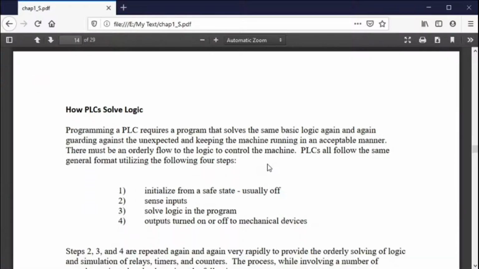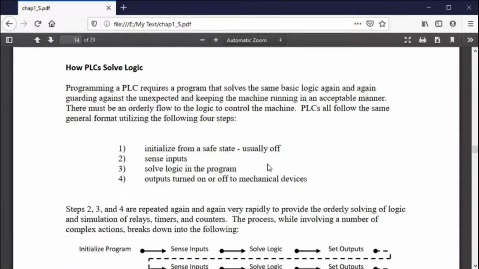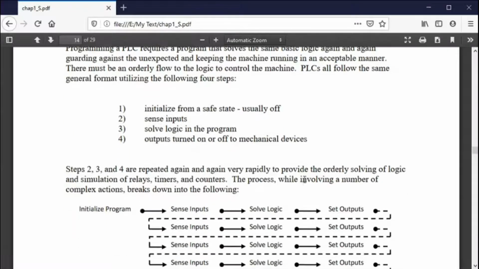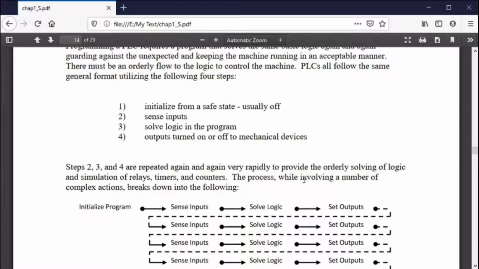So how does a PLC solve logic? Well, it does this in a cyclical way. It's a scanned program, and it starts from a safe state, usually the off state. It senses the inputs, it solves the logic in the program, and it turns on or off the outputs. So it does that again and again and again. And you say, well, how often does it do this? It does it about every 5 or 3 or 2 milliseconds. So basically, you're getting this repetitive nature, and it looks like everything is being solved just like with relays.